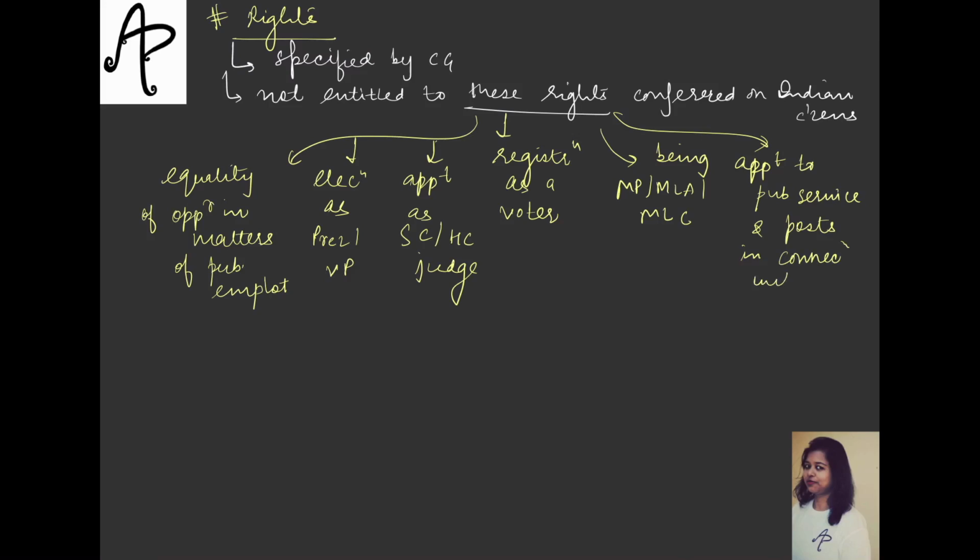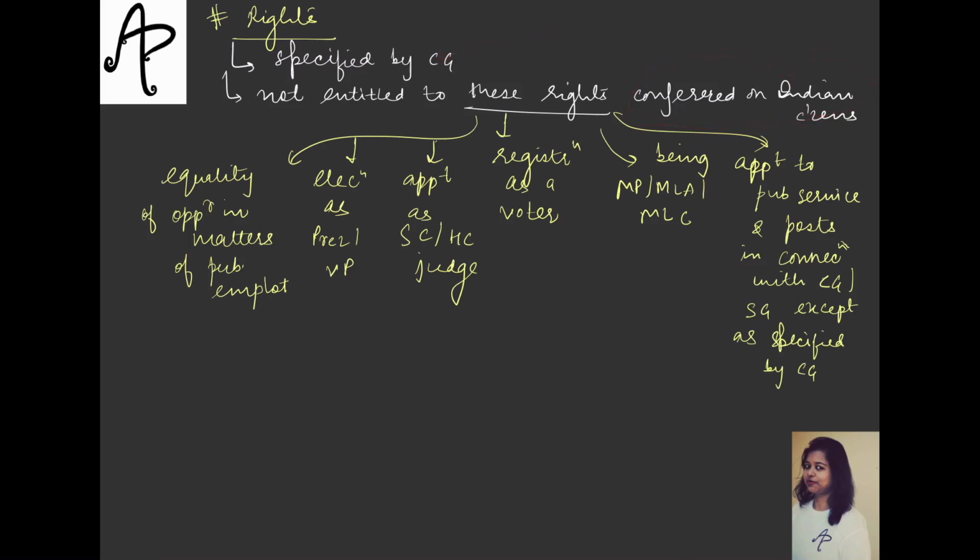In connection with any such public service which is related to central government or state government, you will not be allowed except as specified by central government. So if central government specifies something specifically as an exception, then that person being OCI could also get it, but otherwise these rights which are granted to Indian citizens will not be given to the OCI. Okay, this you have to remember.